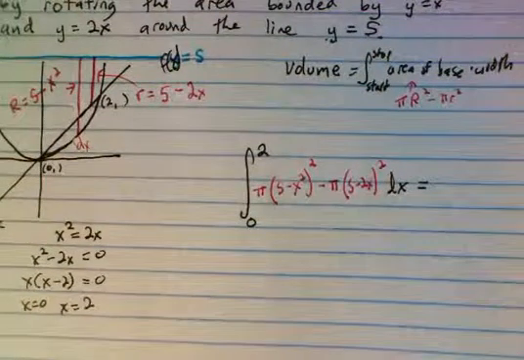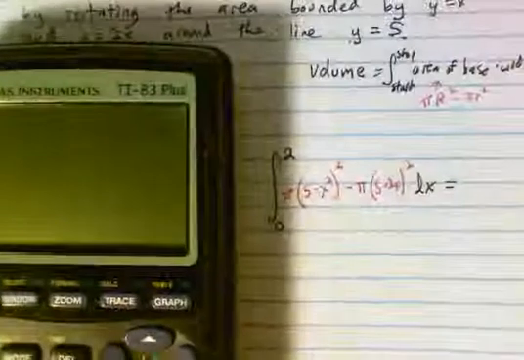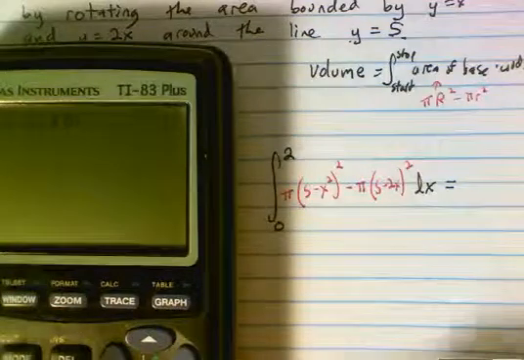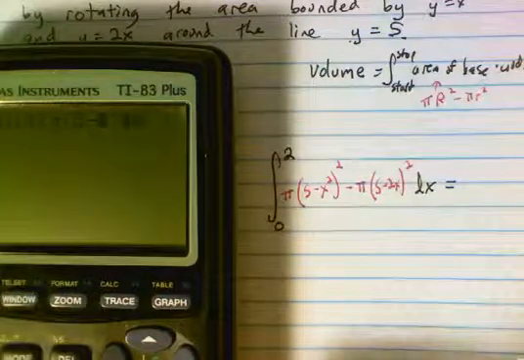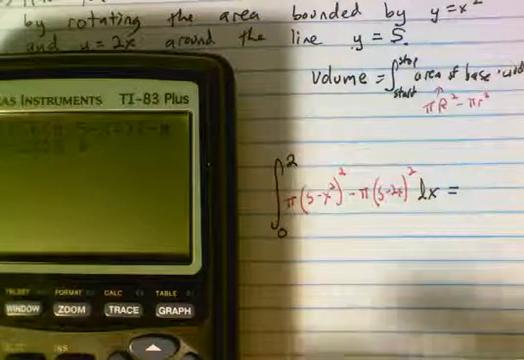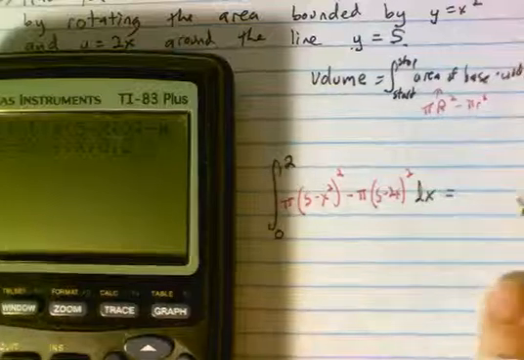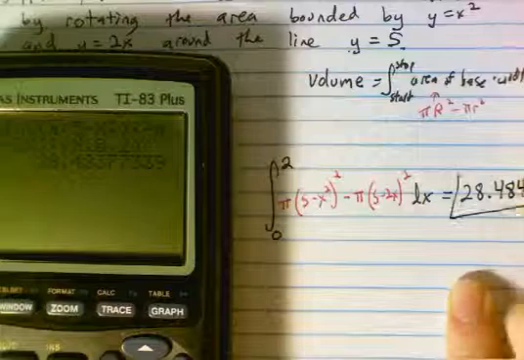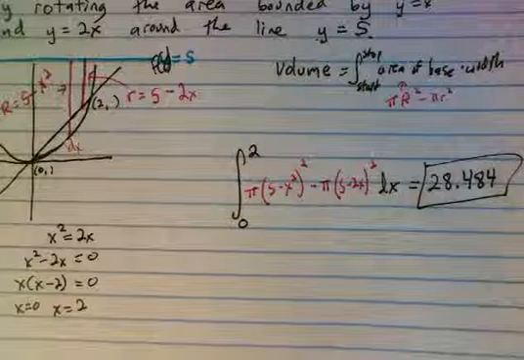Once again, fun with calculator. Pi 5 minus x squared squared minus pi 5 minus 2x squared x comma 0 comma 2. Make sure you have 3 places after the decimal for the AP test. And that's pretty much what we're doing.